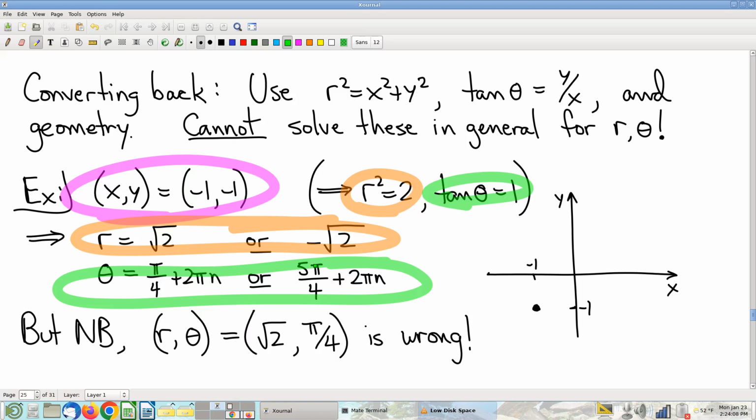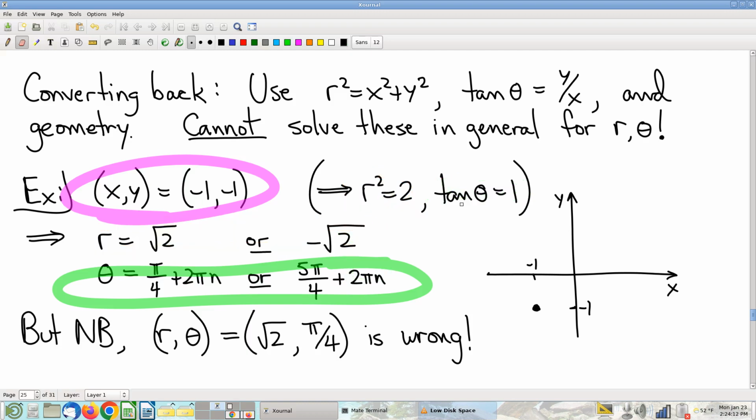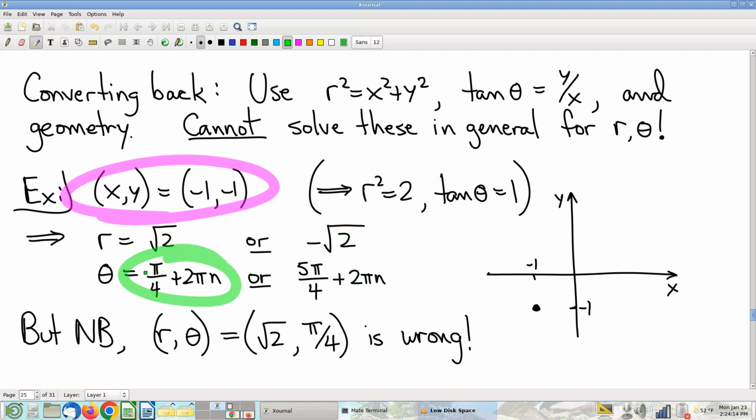That doesn't matter. But we kind of have two options here for the angle. The two options for the angle could be pi over 4, could be 5 pi over 4. Again, plus as many full turns as you feel like.